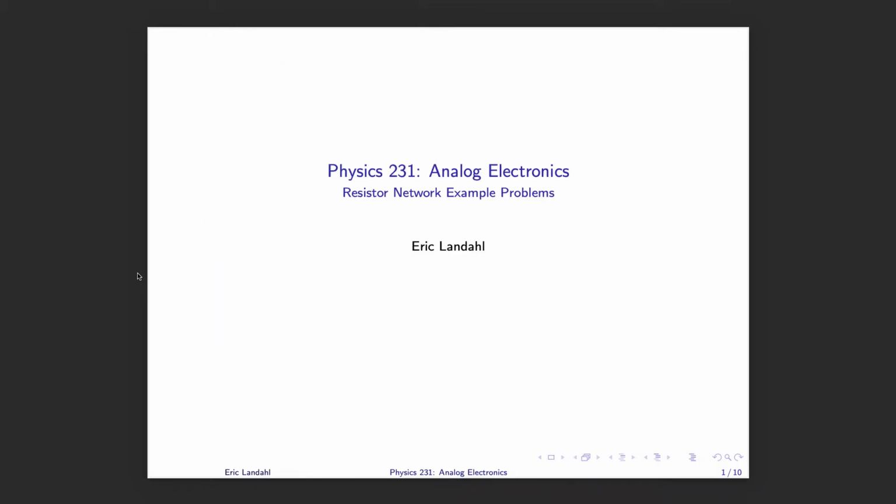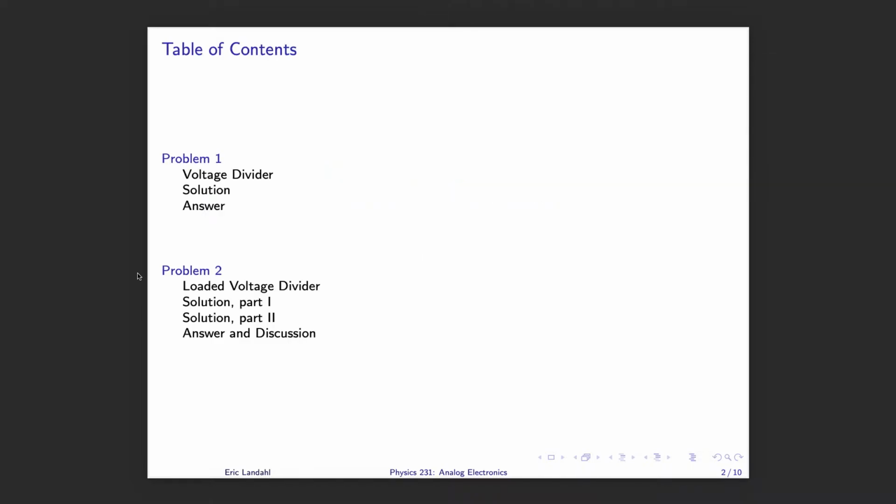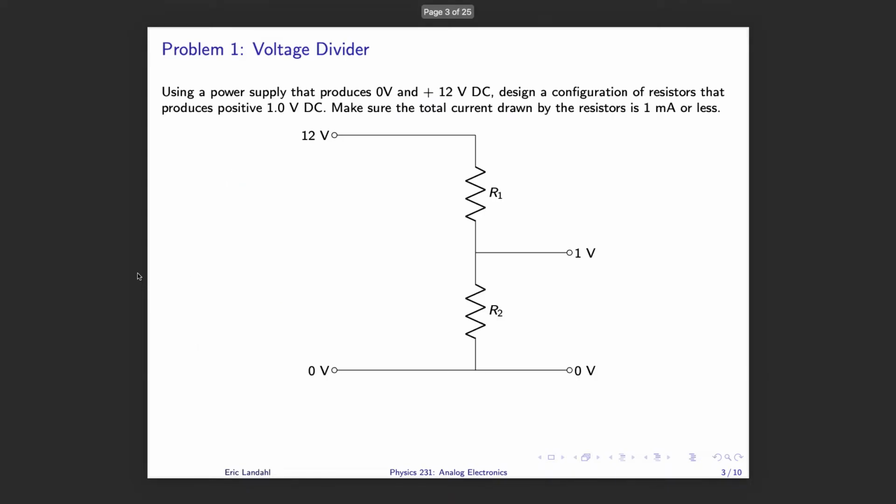We're going to do a few problems on simple resistor networks, actually adding in some numbers for resistors. In particular, we'll be looking at the cases I just talked about in the previous video. First of all, the unloaded voltage divider, and second, the loaded voltage divider. So a voltage divider, again, is two resistors in series.